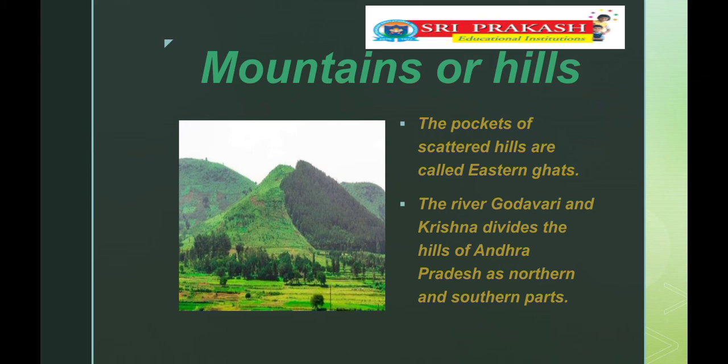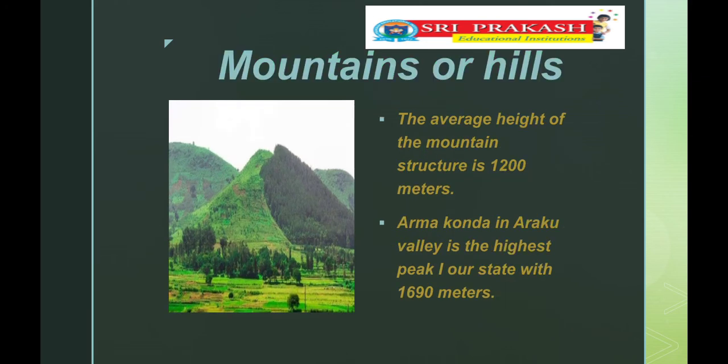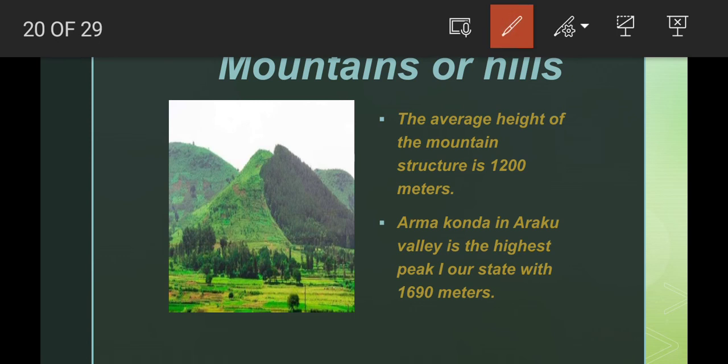The rivers Godavari and Krishna divide the Eastern Ghats hills into two parts: the Northern Eastern Ghats and the Southern Eastern Ghats. Children, the average height of the mountain structure in the Eastern Ghats is 1200 meters.